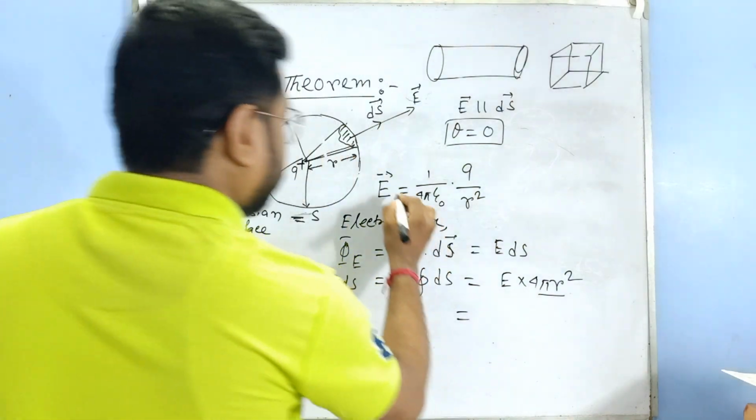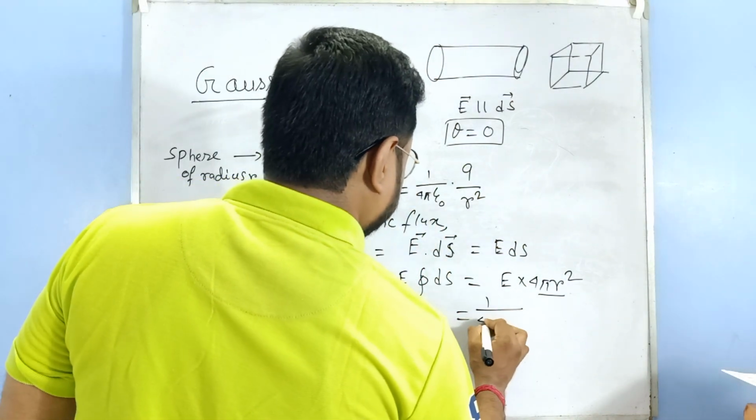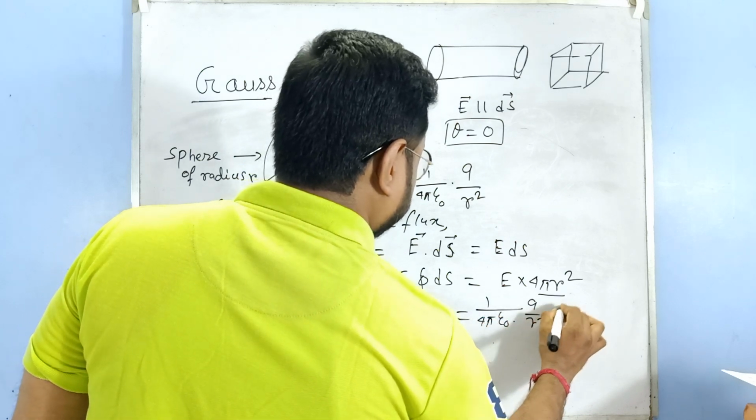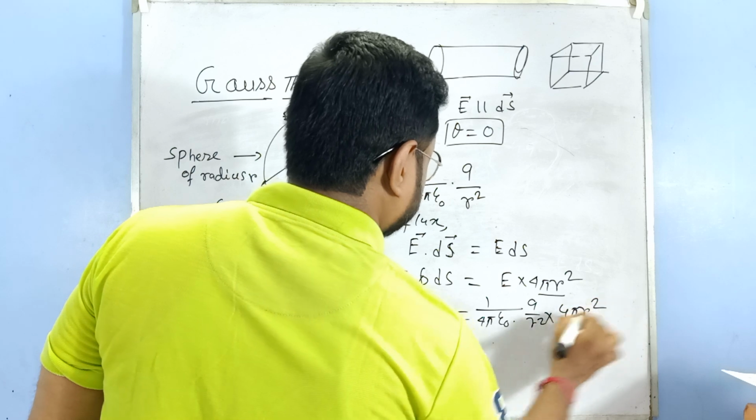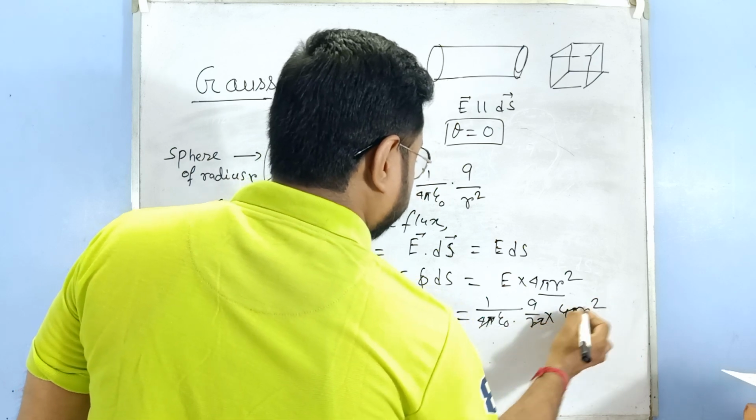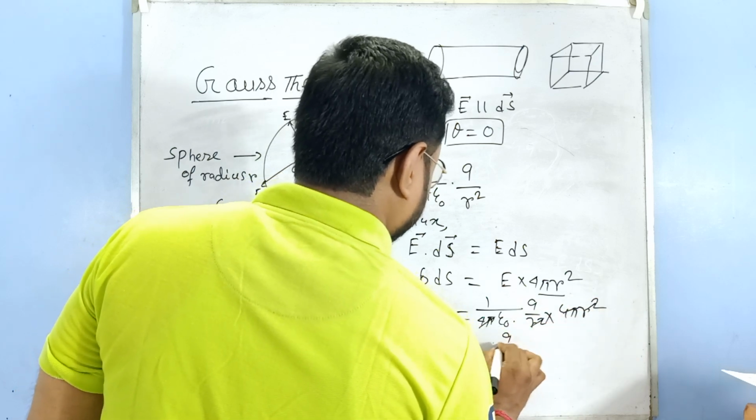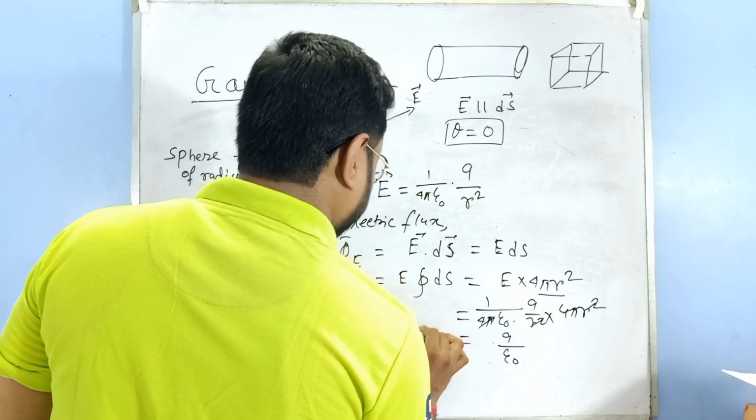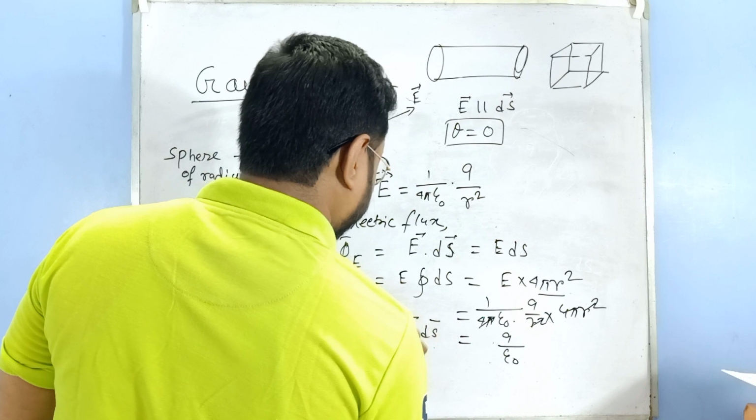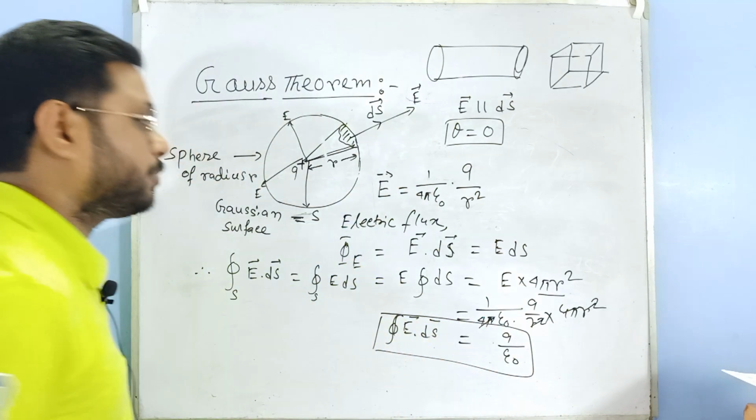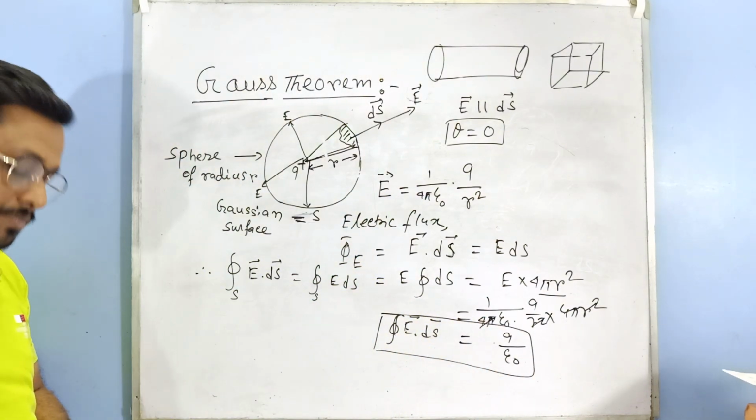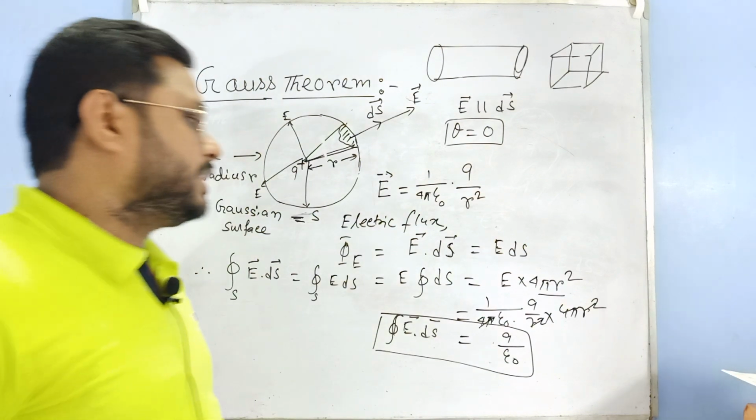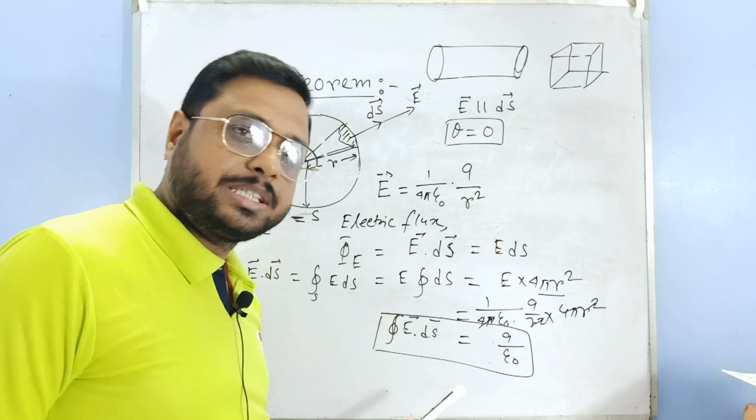Now put the value of E equal to 1 by 4 pi epsilon naught q by r square multiplied by area 4 pi r square. 4 pi cancels out, r square cancels out, which becomes q divided by epsilon naught. That is, closed integration E dot ds becomes q by epsilon naught, which is the proof of Gauss law. Okay. So in this way, we can define Gauss law and its proof.